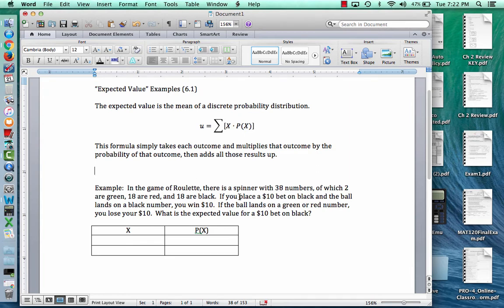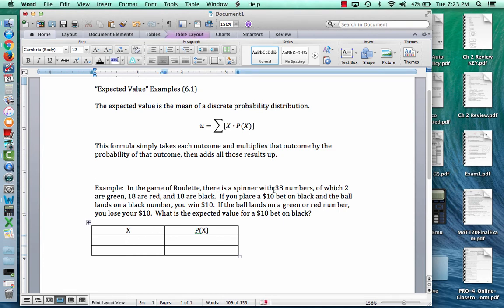So if you place a $10 bet and the ball lands on a black number, you win $10. So they give you your $10 back plus $10 more. And then if the ball lands on a green or a red number, you lose your $10. So what is the expected value for a $10 bet on black?